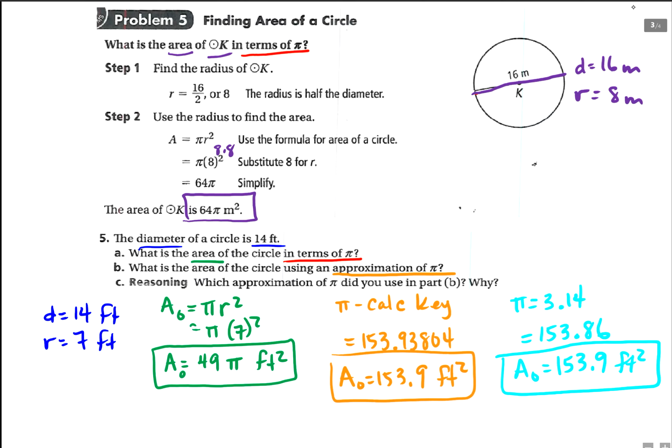And then I also did it using 3.14 because that is a very accepted value of pi. And I get 153.86, which again rounds to 153.9 feet squared. But look at the difference. We have a difference in our decimal here. So you and your neighbor can do the same problem and get different answers, and it's going to be a rounding error.